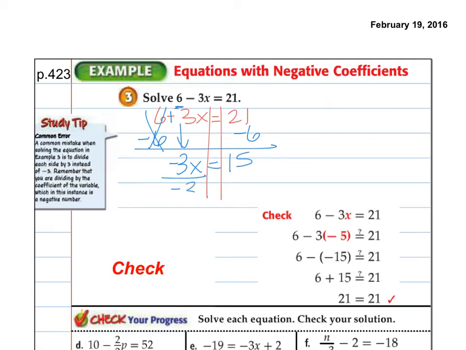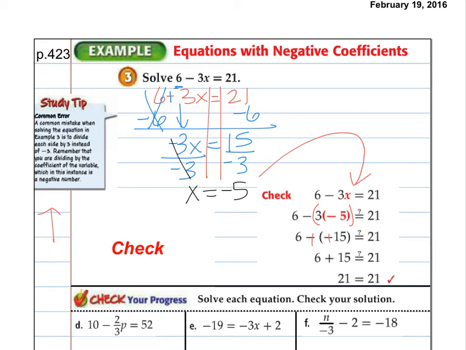Undo multiplication with division. A positive divided by a negative is a negative. Don't forget to check. So we replace, we multiply, we chop to see that we're adding, and we see that it's true.